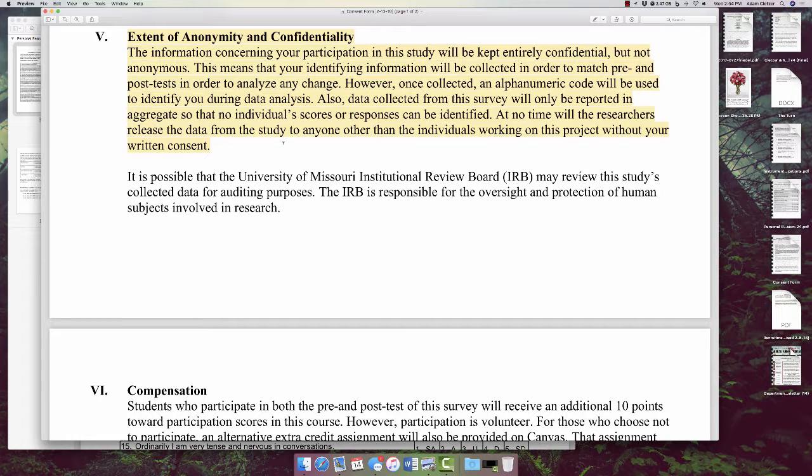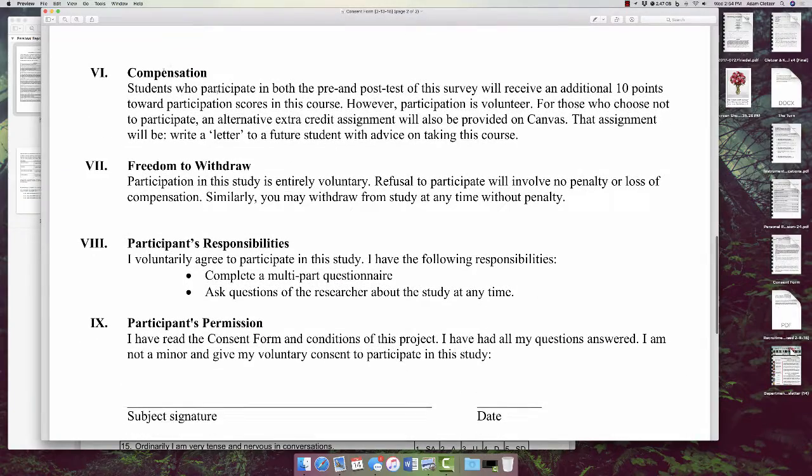So the average student apprehension in the course was 3.5, and at the end of the semester, it went down to 3.2, blah, blah, blah. So nobody can be identified. Yeah, so that's all there is to that. The next one is compensation. That's another one that you want to spend a little bit of time on.